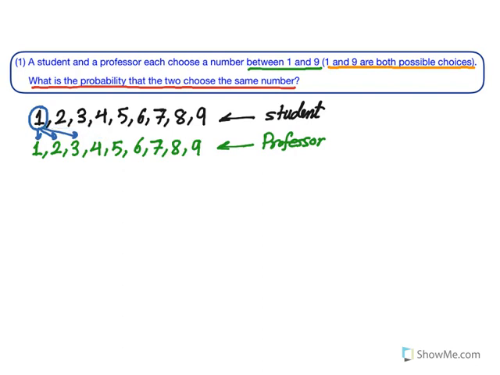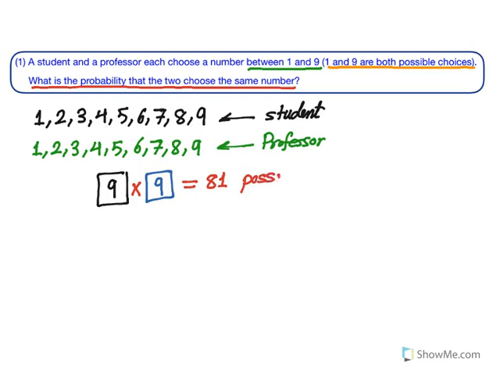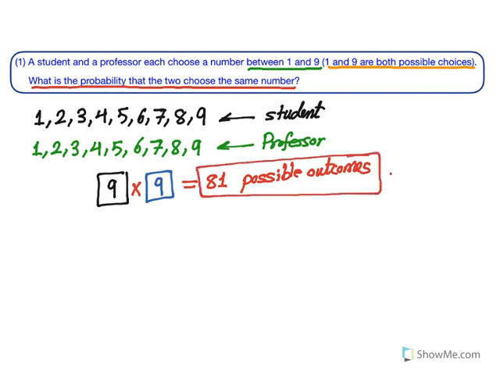And this is why the counting principle, or the fundamental counting principle, says that because the student has 9 choices and the professor has 9 choices, then what you do is multiply these choices and you get 81 possible outcomes in our sample space. These are everything that could happen. 9 times 9, which is 81. This is the number of all possibilities that they can choose.